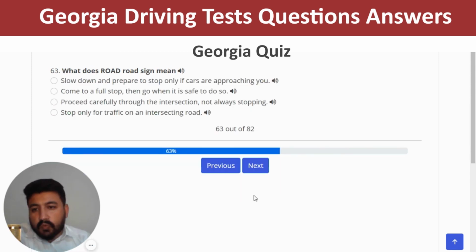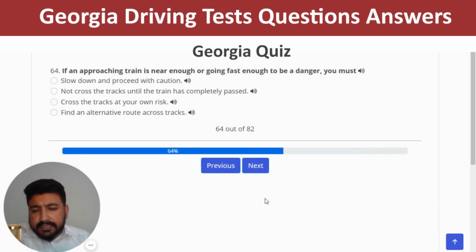And next, what does this road sign mean? The right answer is come to a full stop, then go when it's safe to do so. So I'm going to select the second option. Correct. And next, fourth question: if an approaching train is near enough or going fast enough to be a danger, you must not cross the track until the train has completely passed. So I'm going to go with the second option.